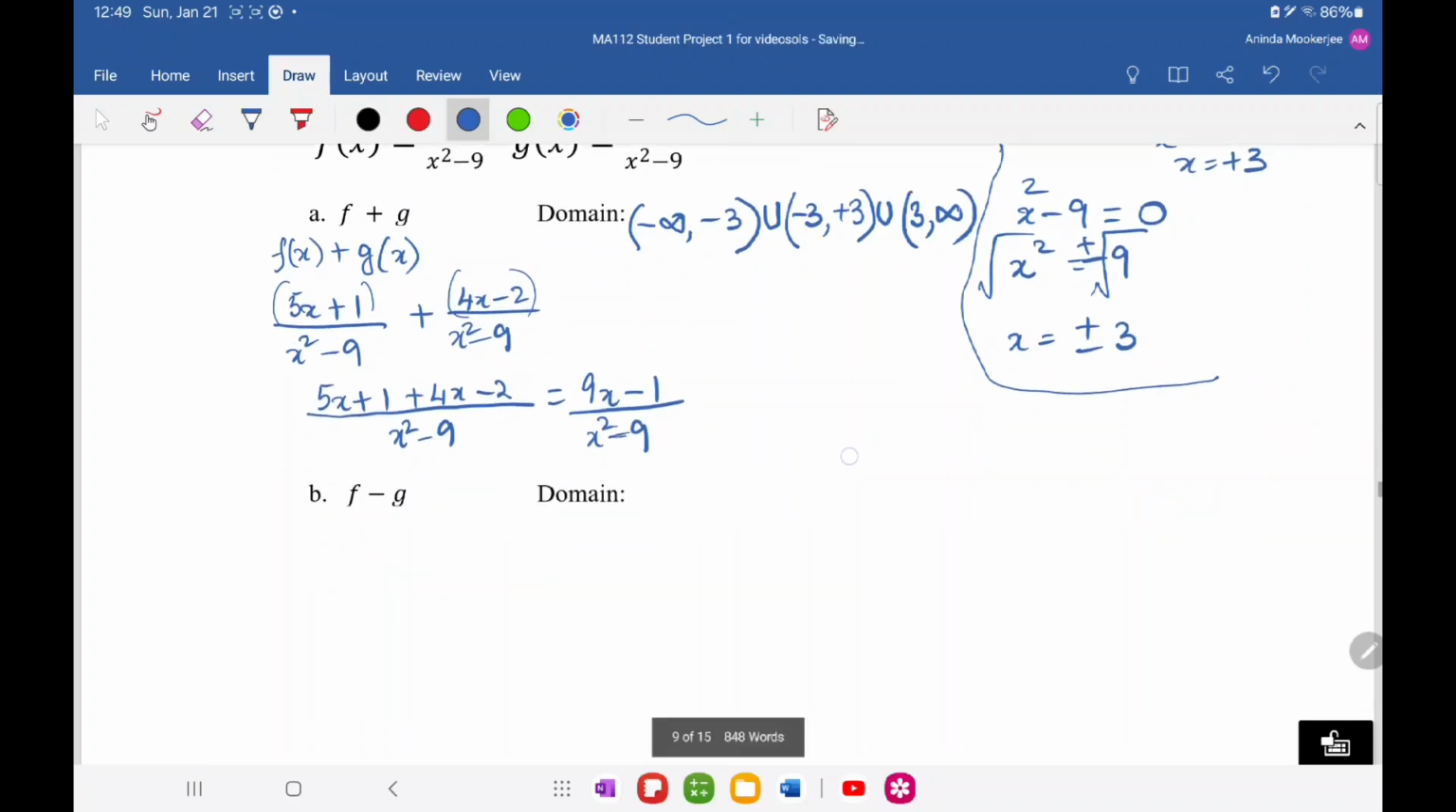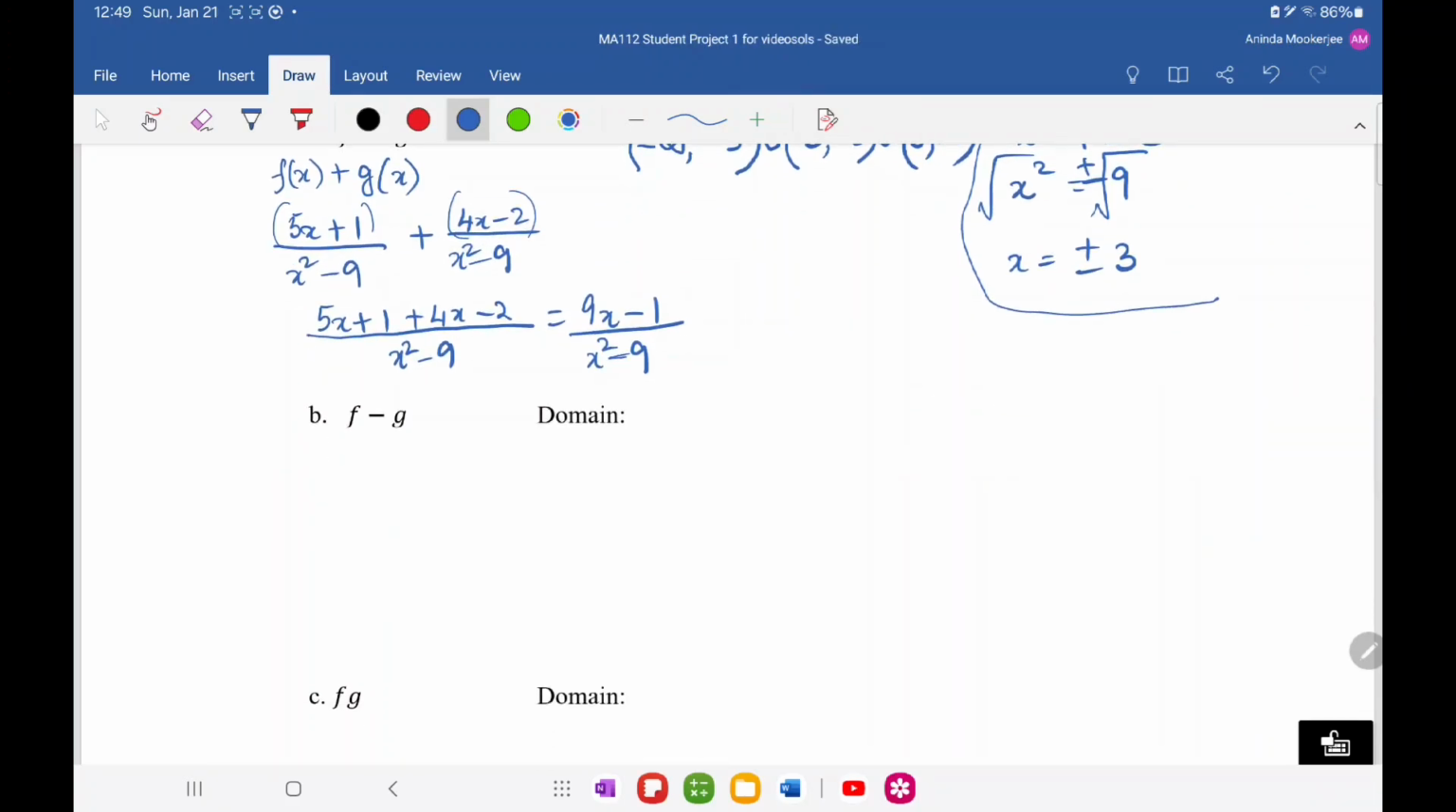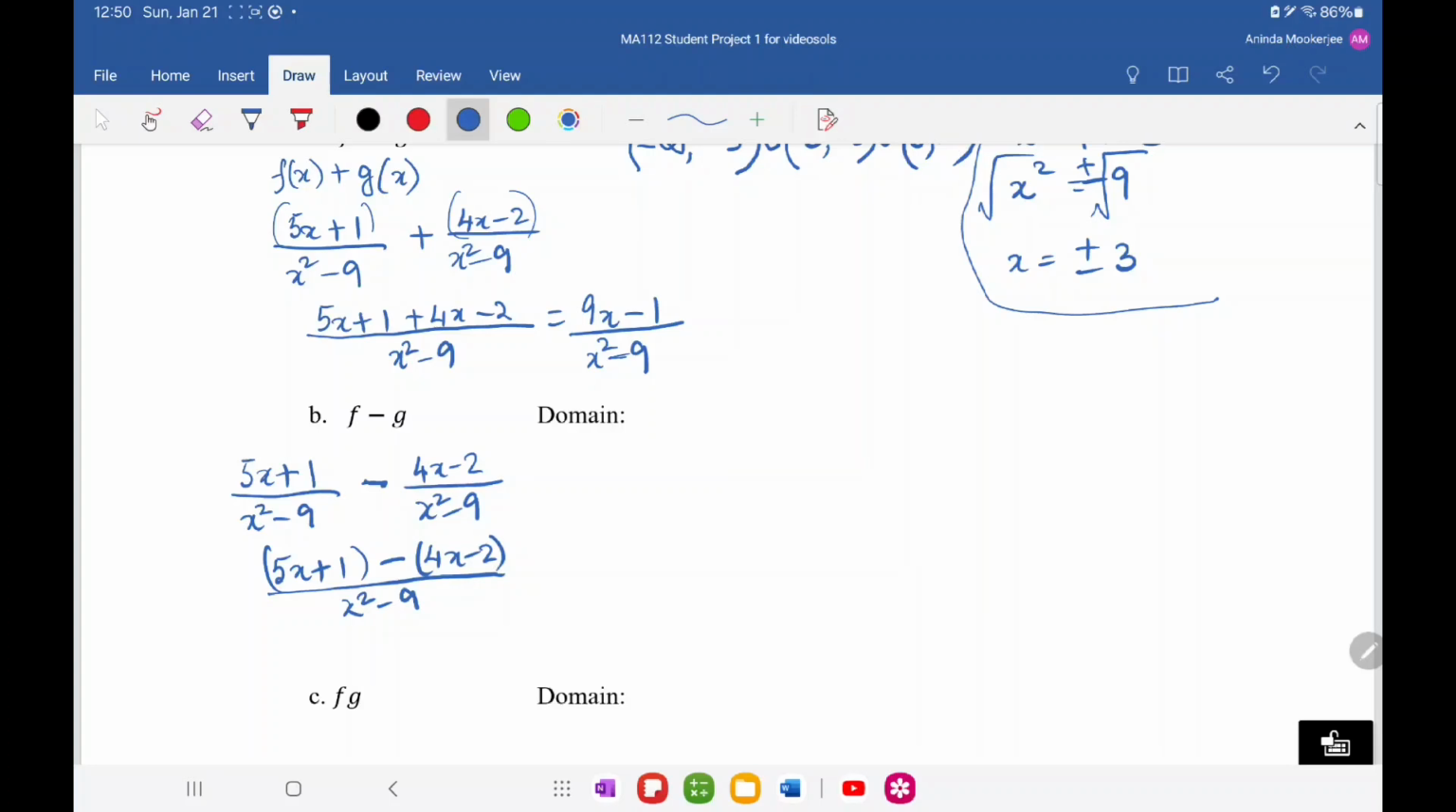The next one is f minus g. Again, same process, except that you have to subtract here. So I'm going to have (5x plus 1) divided by (x squared minus 9) minus (4x minus 2) divided by (x squared minus 9). Again, common denominator, x squared minus 9. First let me just use brackets, because this minus is going to make a difference since it needs to be distributed to 4x minus 2.